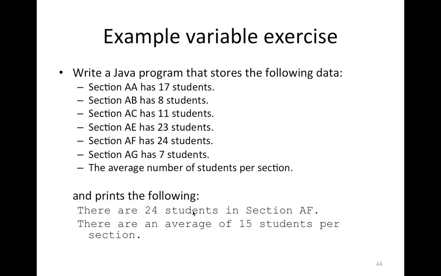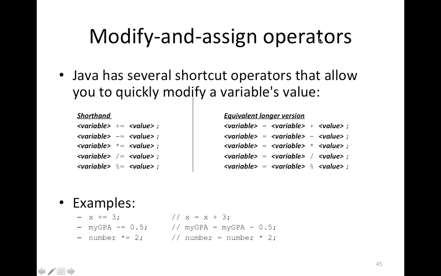Example variable exercise. Write a Java program that stores the following data. Section A has 17 students, and section B has this many. Find the average number of students per section. You have to determine the average number of students. This is an exercise for you.